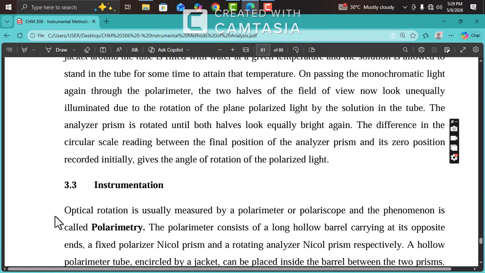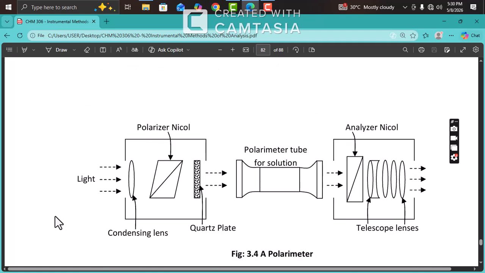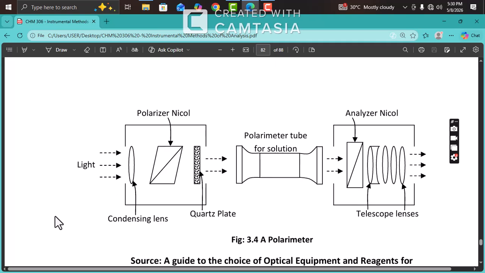I'll just go straight to the diagram. So here you have the diagram, right? You can follow my cursor. The light comes in. Remember, the light has a specific wavelength. You have the condensing lens, you have the polarizer nickel, and you have the quartz plate, and then it goes through.